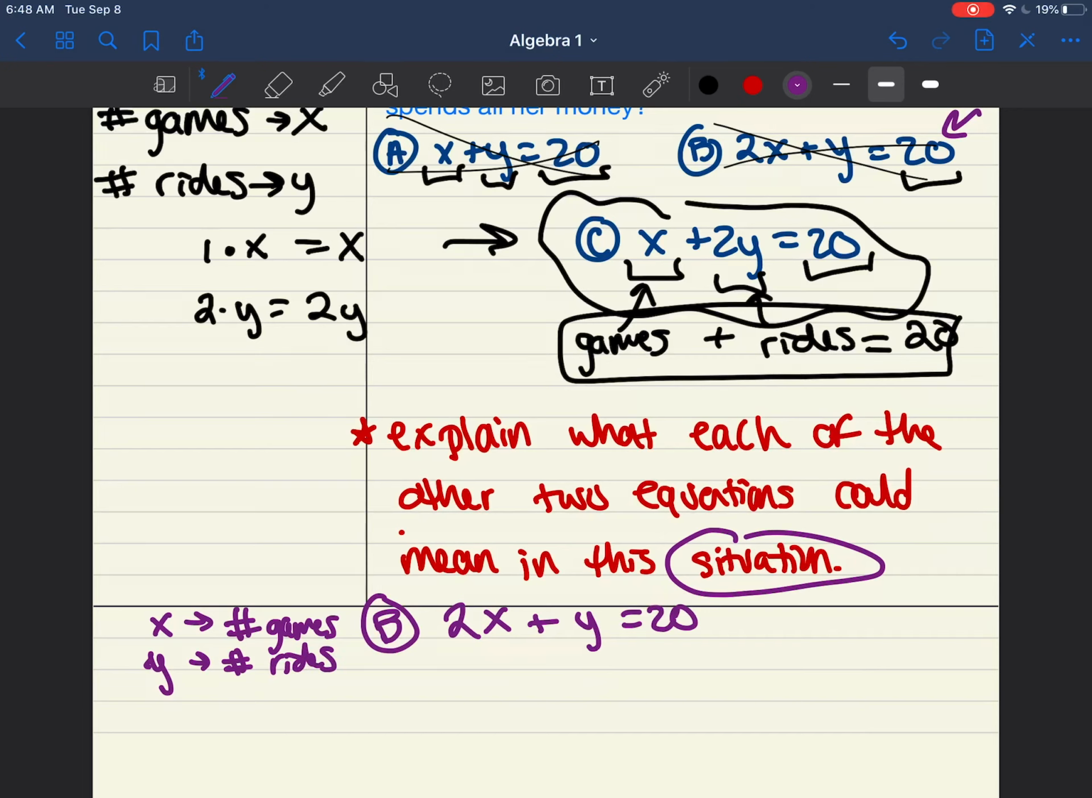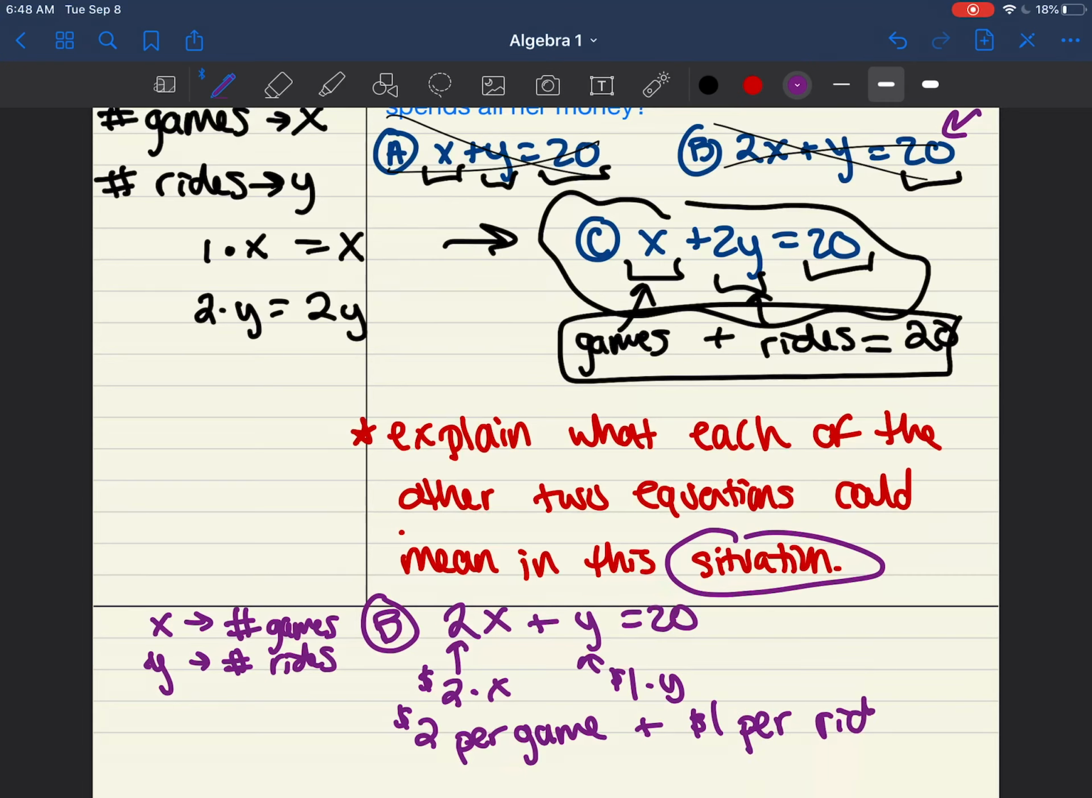So that means $2 times x. So that would be $2 per, another word for each, per game, plus we've got $1 times y, which would be $1 per ride, and then she would spend $20. Her goal is still to spend $20, so that's why that 20 stays there.